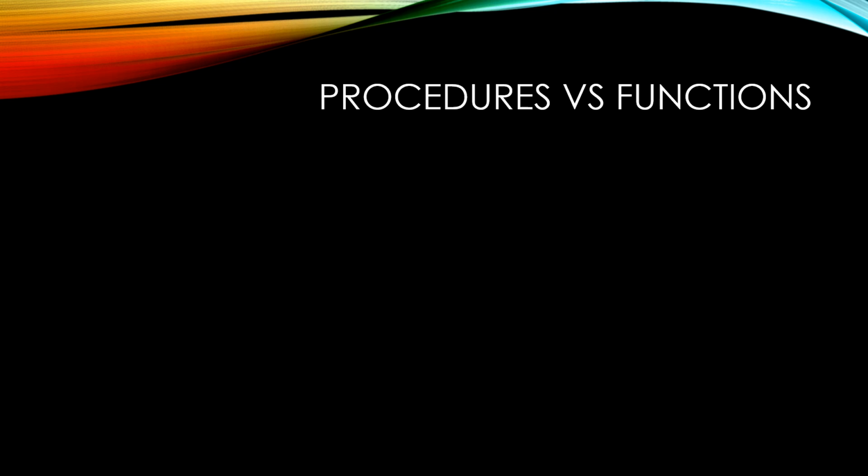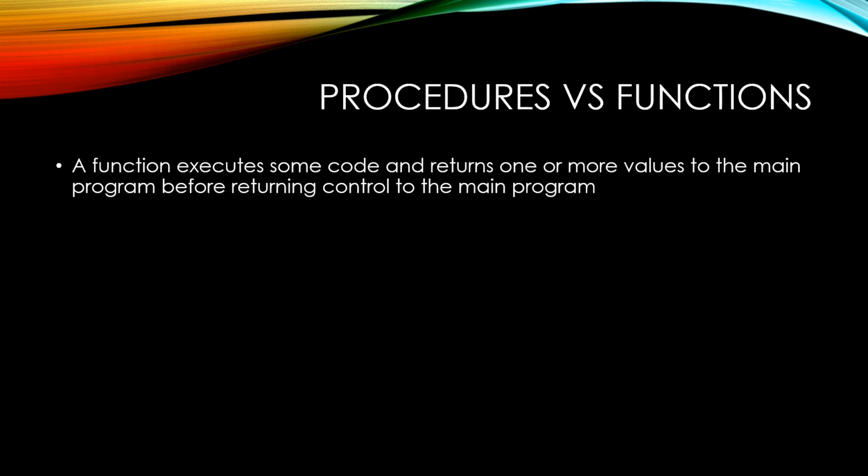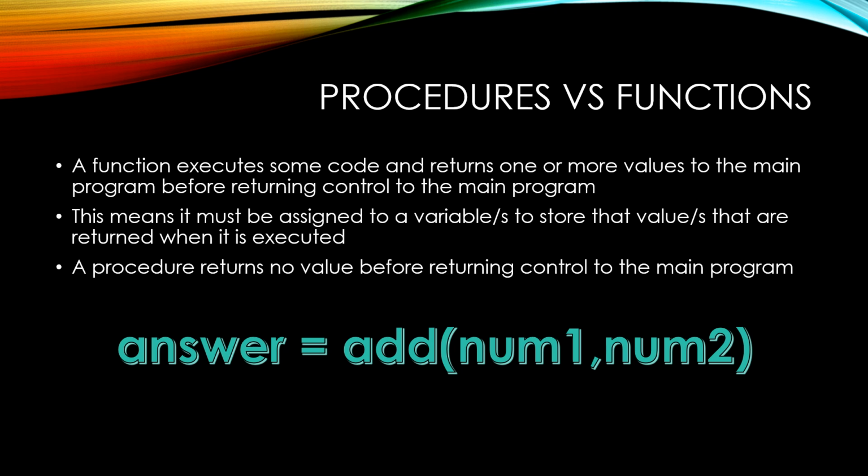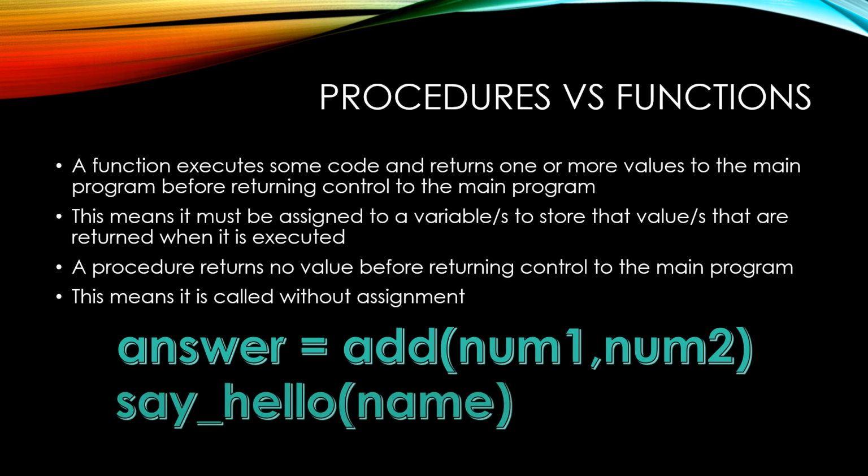There is one key difference between the two types of subprogram: procedures and functions. A function executes some code and returns one or more values to the main program before returning control to the main program. This means it must be assigned to a variable or variables to store the value or values that are returned when it is executed. A procedure returns no value before returning control back to the main program. It just runs its code and returns control. This means it is called without assignment.